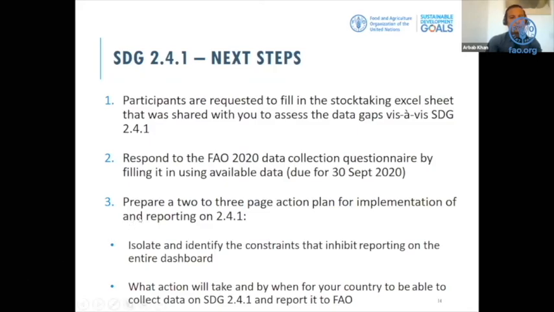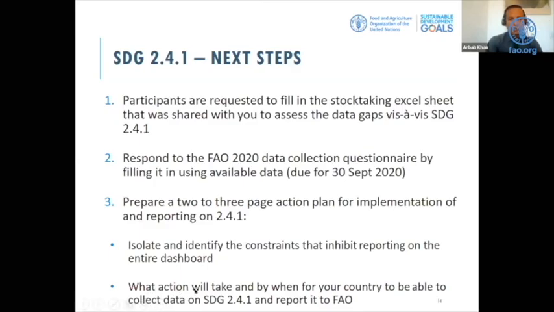We would urge you, we would request you to encapsulate, to cover these in a three-page action plan, okay? A 2 to 3 page action plan. It can be more pages, provided you want to give more details for implementation and reporting on 241. So again, isolate and identify the constraints that inhibit reporting on the entire dashboard, okay? Which was again from the question.